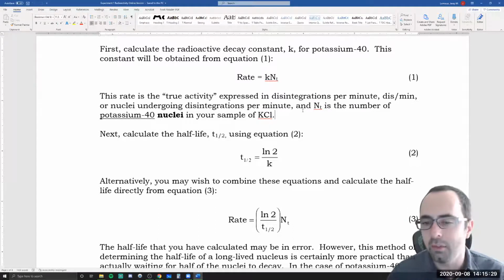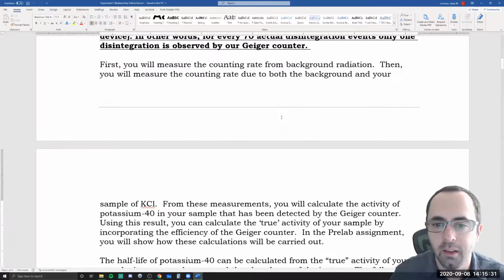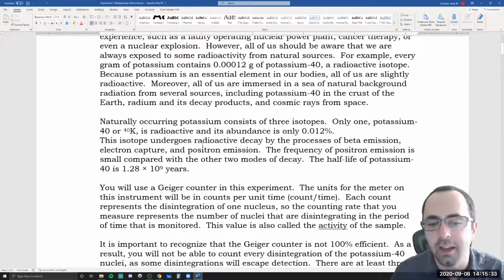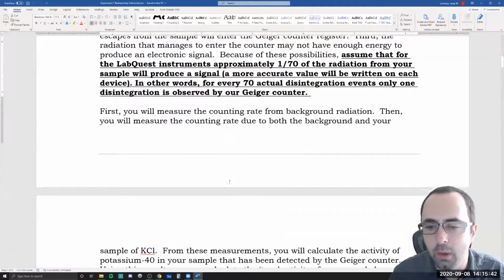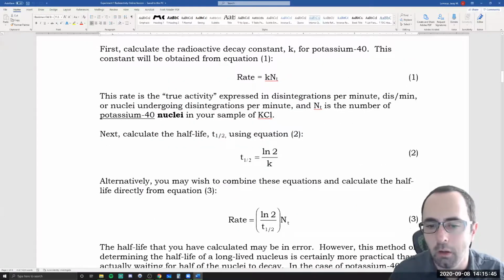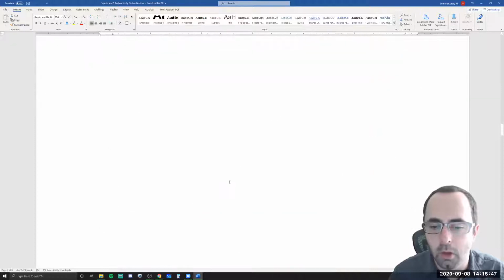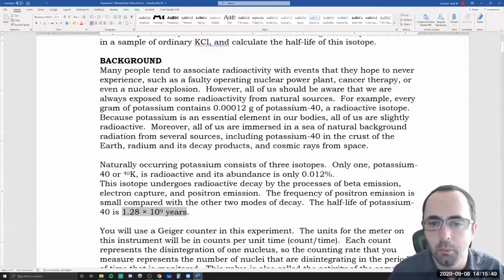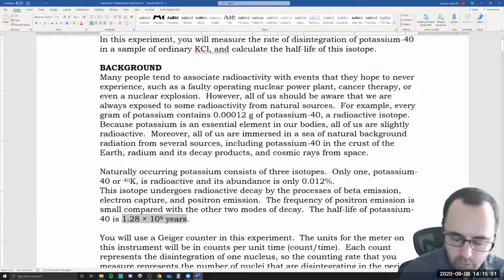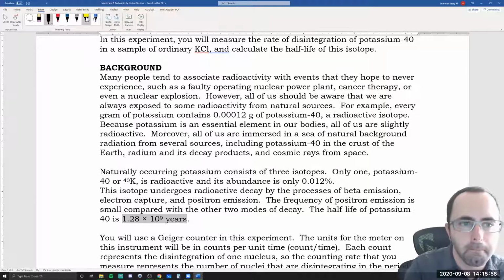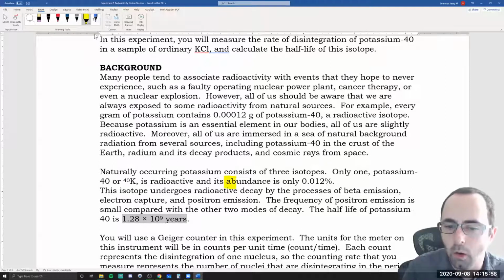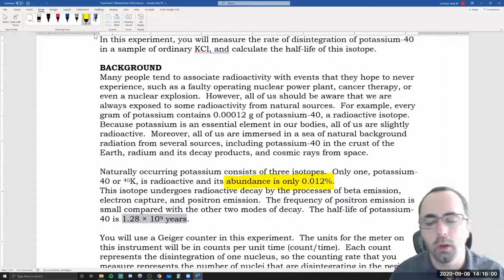And this thing has a half-life of 1.28 times 10 to the 9th years. But what you'll find is that even with this short measuring time, we can get a fairly accurate measurement of the half-life of this potassium-40, and that's what this experiment is going to be all about. Now, a couple of important notes here, going back to the beginning. What's really important here, number 1, is that the abundance of the K-40 is only 0.012%.